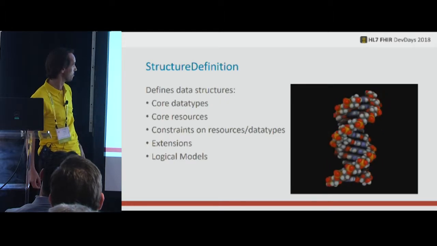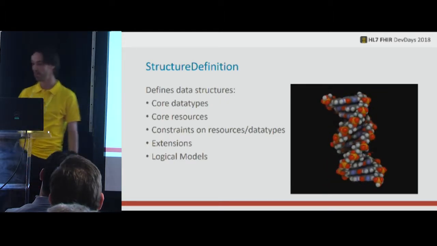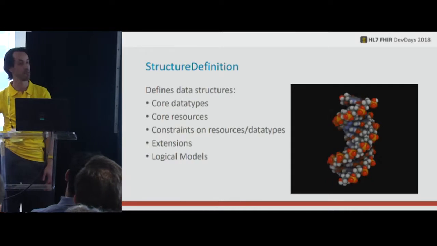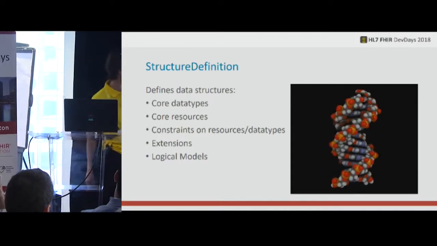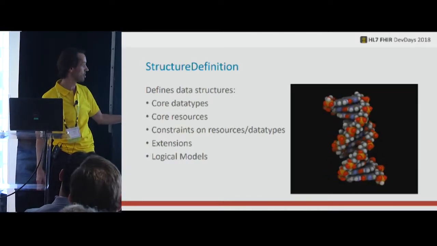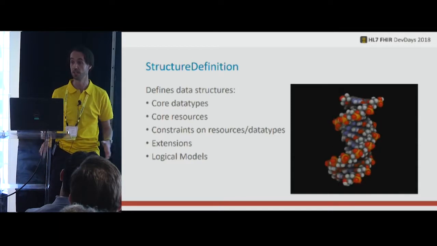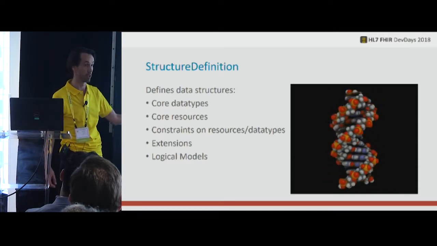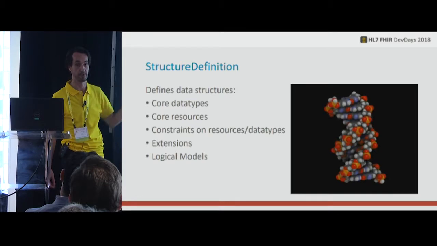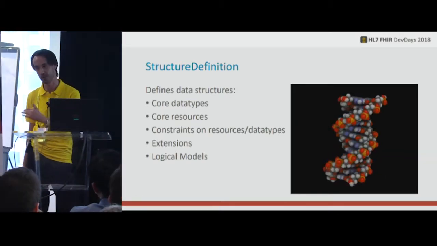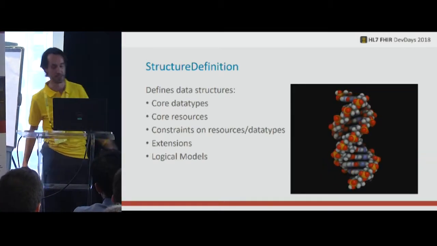Again, you can define a new element, or maybe it's a complex element. And again, you do that by means of a structure definition. And you can even define abstract models that are not related to FHIR in any way, and we call it a logical model. And again, we express it by means of a structure definition. So anything that has structure in FHIR is modeled by means of structure definition.